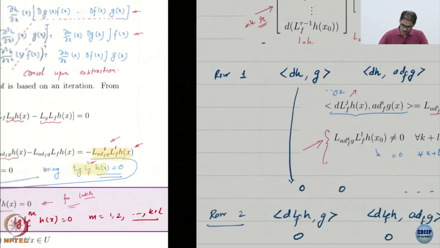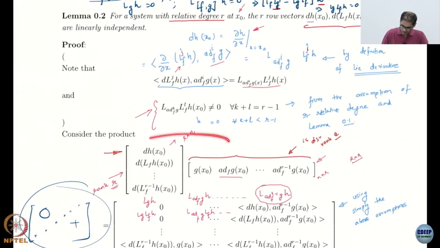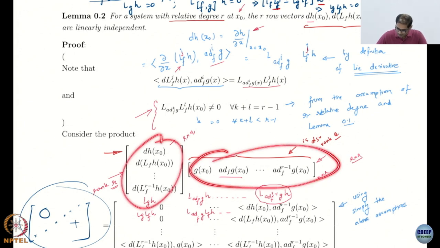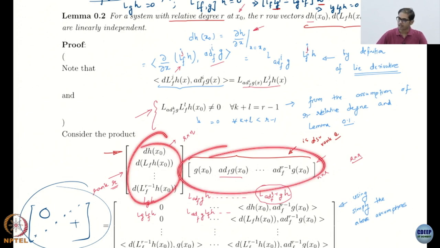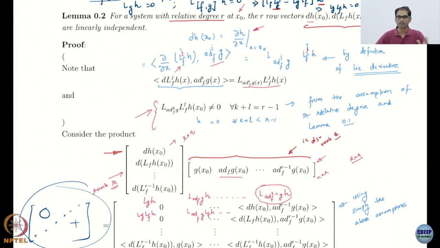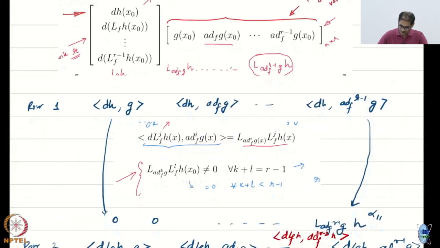So the product of these two matrices is an r by r matrix, and we have proven that the r by r matrix has rank r. Which means individually each of these also have to have rank r. And therefore these are linearly independent and these are also linearly independent. So you simultaneously proved that all of these are in fact linearly independent. All right, so this is where we were.